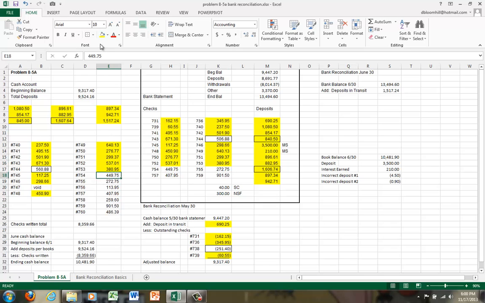449.75 matches up to 449.75. Check number 754. 755, 272.75 matches. Check number 756, 113.95 has not settled at the bank. That is going to be an outstanding check. Check number 757, 407.95. Amounts and check numbers match, so we can tick those off.